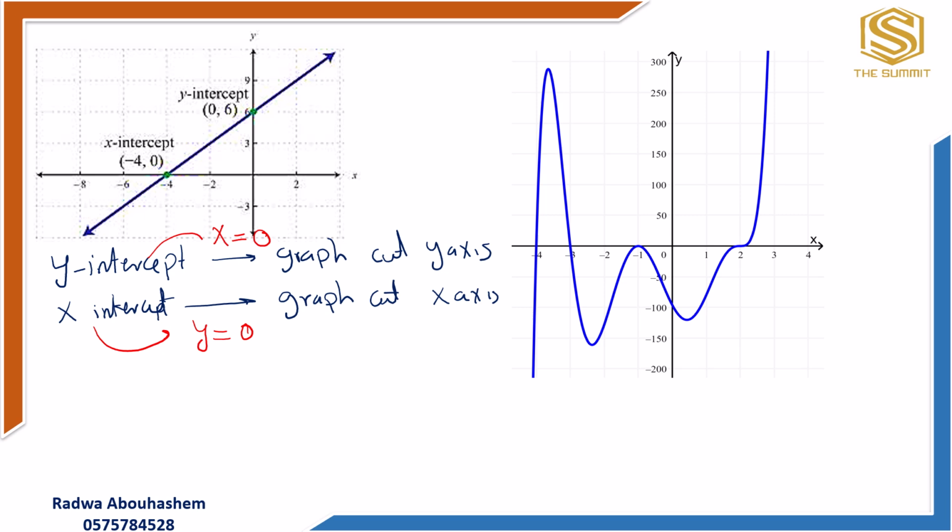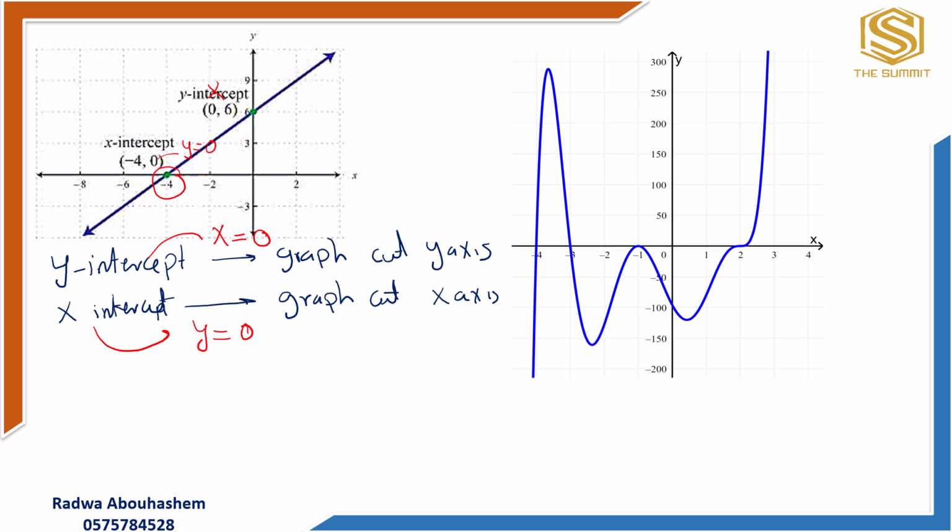Okay, so here, as you see, the graph cuts the y-axis at 6, so the point would be (0, 6). I have to put x equal to 0. And here, the graph cuts the x-axis at -4. So (-4, 0), I have to put y equal to 0. Of course, this is in the graph.